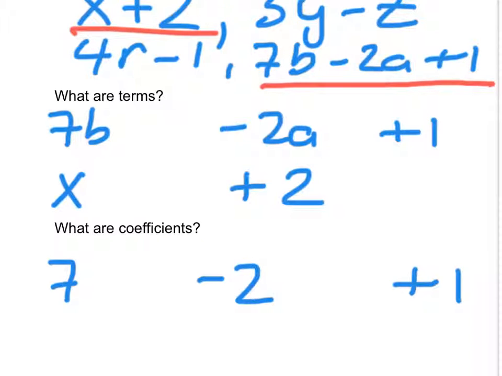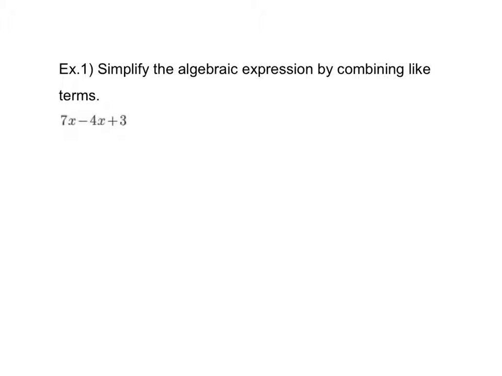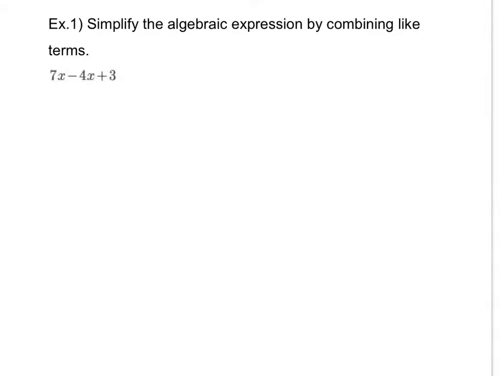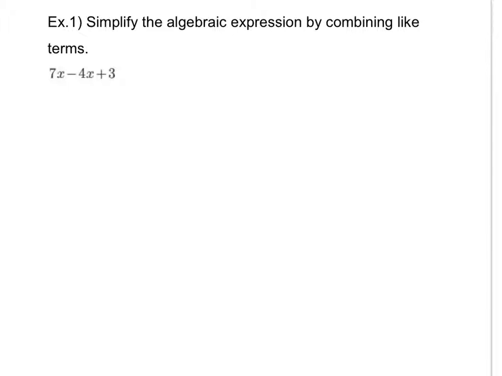So let's move on. First up, here's an example. We're going to simplify by combining like terms. What that means is you can add 2 or more pieces together only if they have the exact same variable part. So if we look at the first one, we have one term which has x as its variable part, and another which has x. So they can be combined.